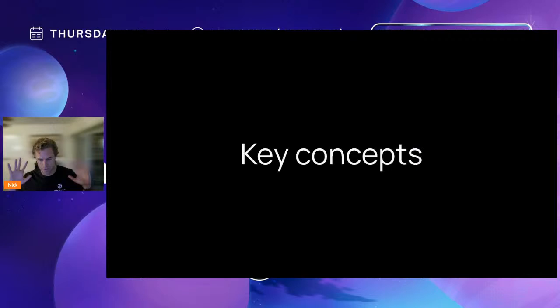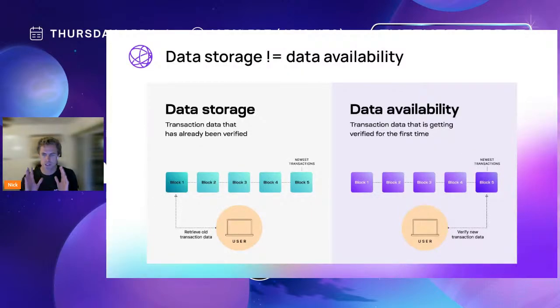Okay, so we covered monolithic to modular, so hopefully people have some background there. And now I'm going to talk a little bit more about some of the key concepts. One of the first things that people always get wrong about modular blockchains is that they think that data availability means data storage, and that is not the case. And I totally get it, because the name data availability sounds like storage. We thought about trying to change the name, but it's stuck. It's a technical term.